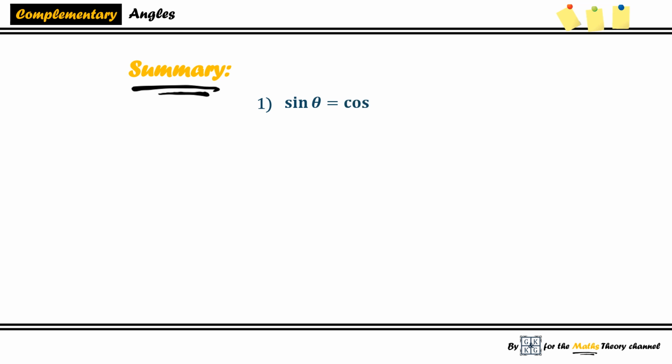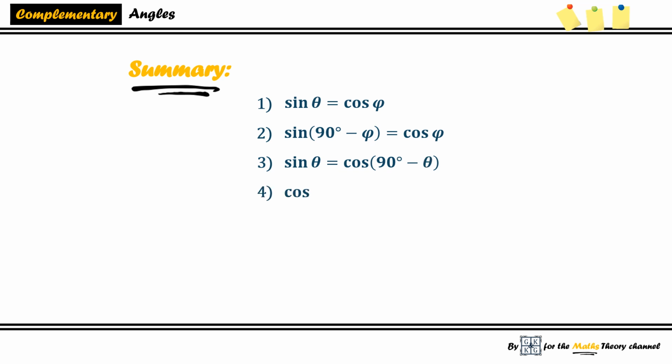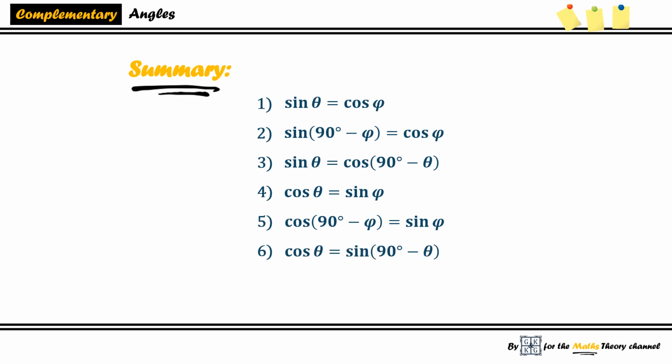Firstly, sine theta equals to cos phi. Sine of 90 degrees minus phi is the cos of phi. The sine of theta equals to the cos of 90 degrees minus theta. The cos of theta is sine phi. The cos of 90 degrees minus phi is sine phi. And just the same, cos of theta equals to sine 90 degrees minus theta. Great.